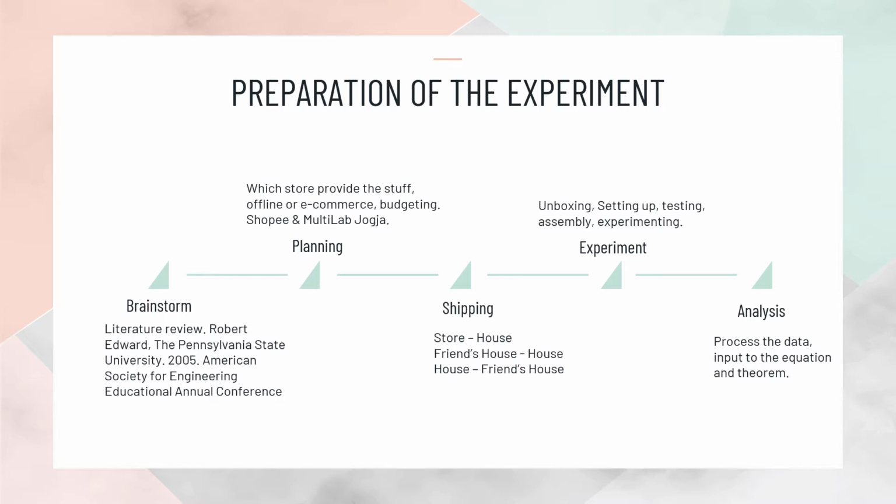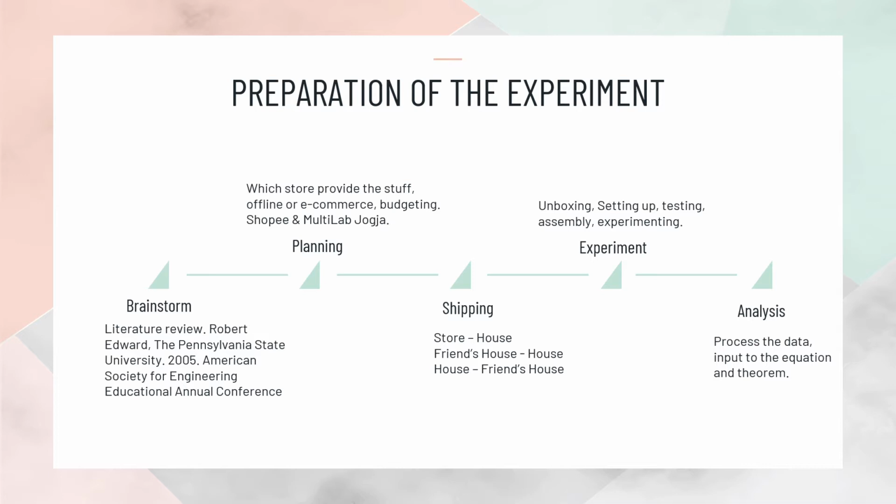And the next stage is the planning stage. So we start listing the components and buying them in the store. In this stage, we considered buying the stuff offline or only online via e-commerce. And we chose the store that provides the stuff and started to make the budget. In the end, we ended up buying the components on Shopee and in an offline store called Multilab Jogja.